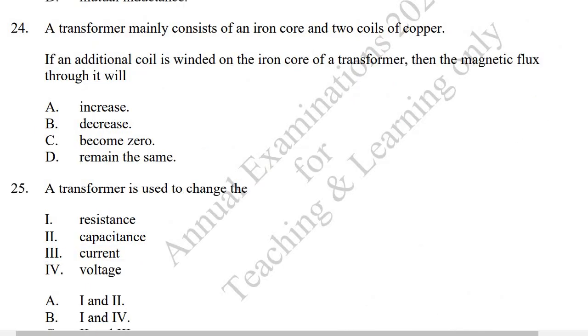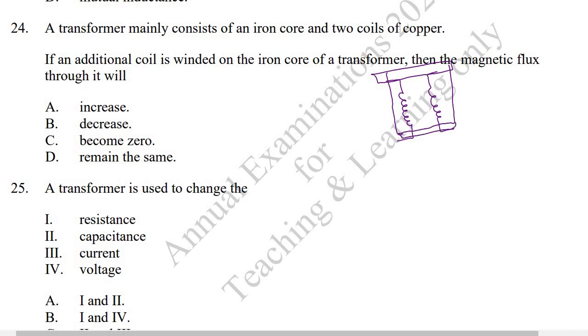Now let's see question number 24. A transformer mainly consists of an iron core and two coils of copper. If an additional coil is wound on the iron core of a transformer, then what will happen to the magnetic flux through it? So let's say we have a primary coil. इस प्राइमरी कॉइल के अंदर हमारे पास एक नंबर ऑफ टर्न्स मौजूद हैं. सिमिलरली हमारे पास एक सेकेंडरी कॉइल मौजूद है और इस सेकेंडरी कॉइल के ऊपर भी एक नंबर ऑफ टर्न्स मौजूद हैं, और ये तमाम जो टर्न्स हैं वो हमारे पास एक सॉफ्ट आयरन कोर के ऊपर बने हुए हैं.